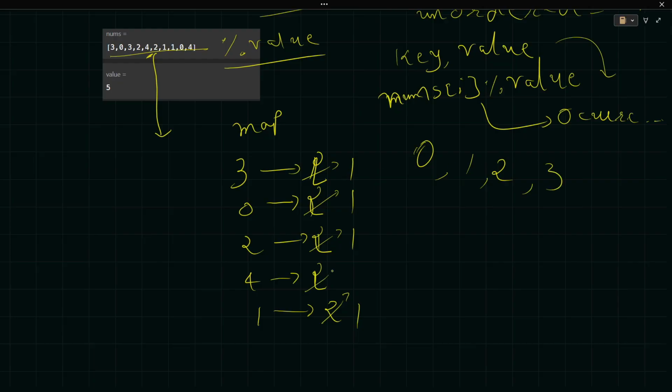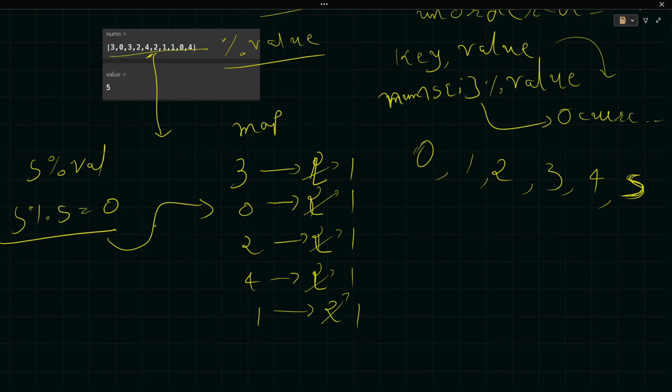Now we'll see, 4 is also present for 4, so we'll do one for it. Next, 5 is also there, of course, so we have to look for 5. Since we have not stored the element as it is, suppose 5 had occurred in nums of value, then at the end we would have taken its modulo, 5 mod 5, transformed it into 0, and stored that in the frequency map.